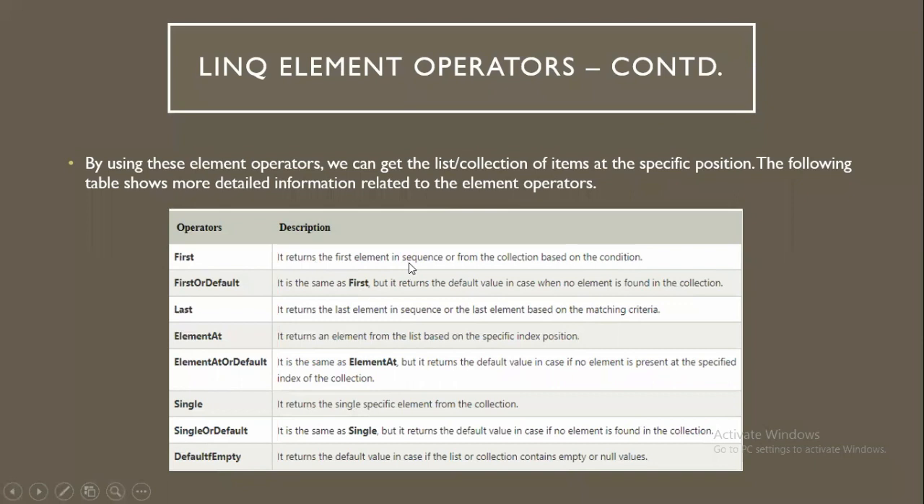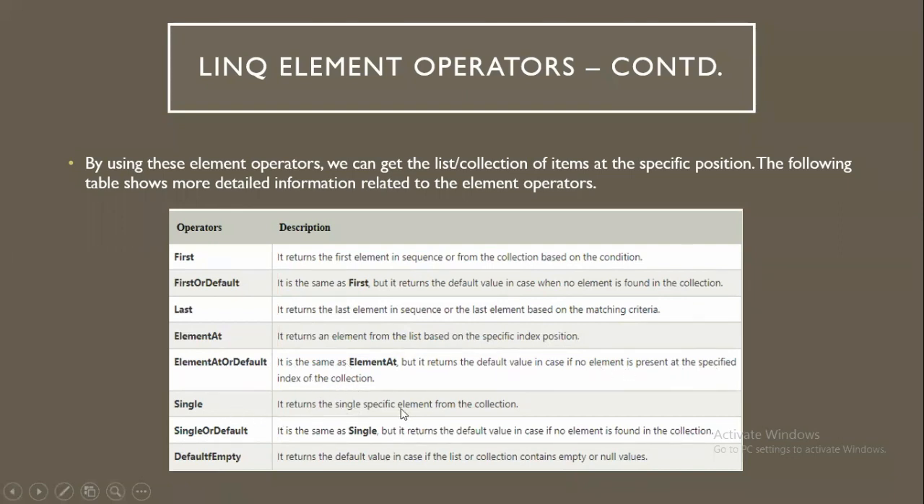First returns the first element in the sequence or from the collection based on the condition. FirstOrDefault is the same as First, but it returns the default value when no element is found in the collection. The default value will be 0. Last returns the last element in the sequence, or the last based on certain matching criteria. ElementAt returns an element based on its index number, which always starts with 0. ElementAtOrDefault returns the default value, 0, if no element is present at the specified index of the collection.